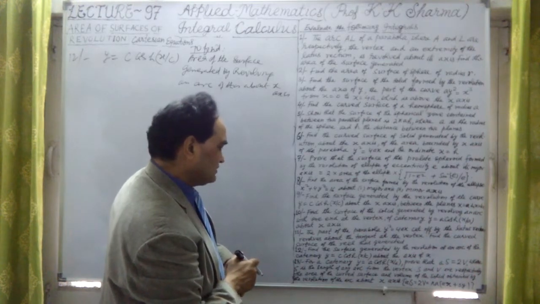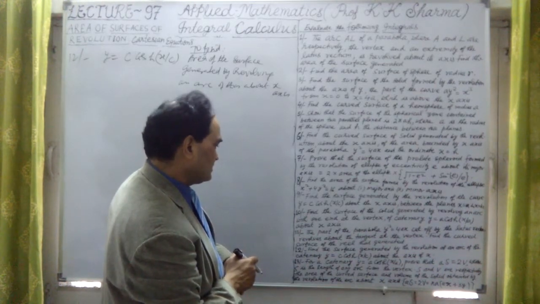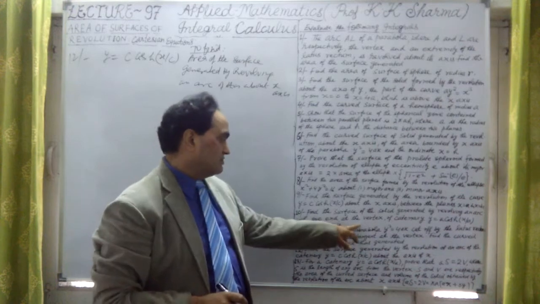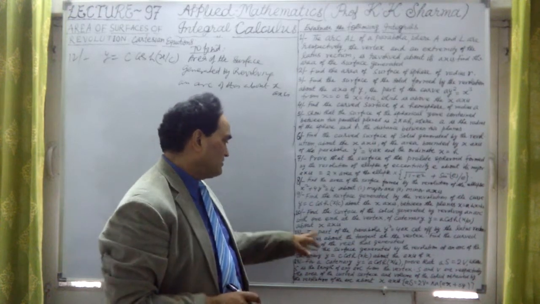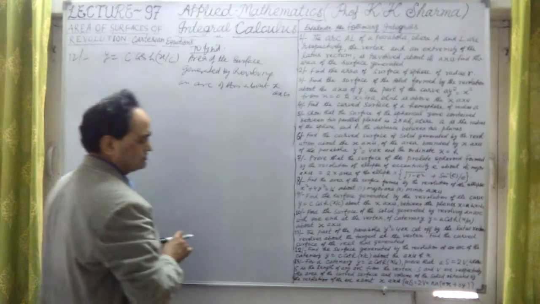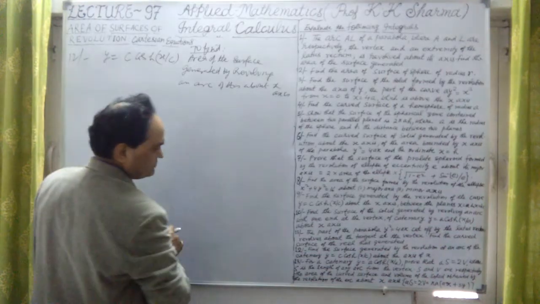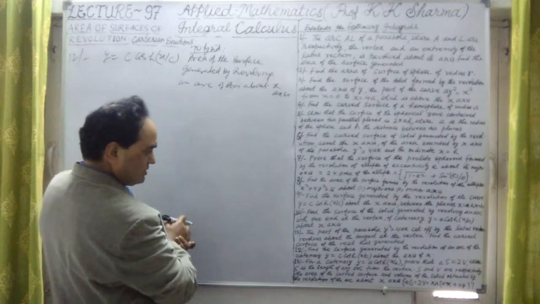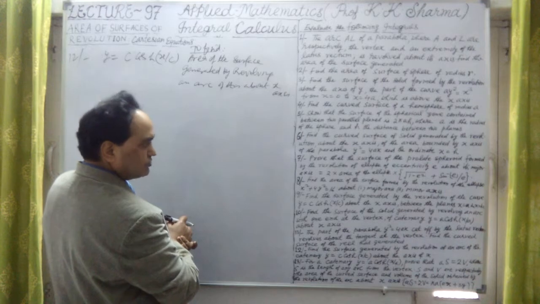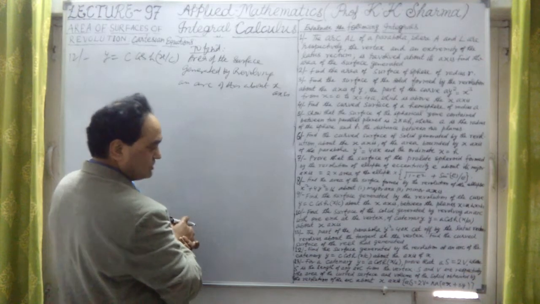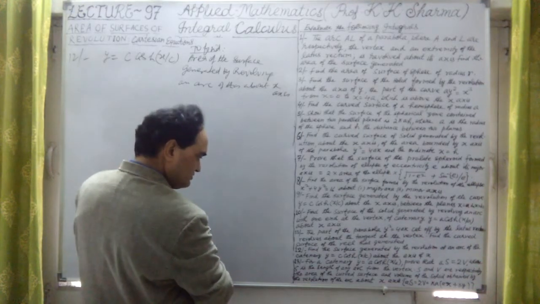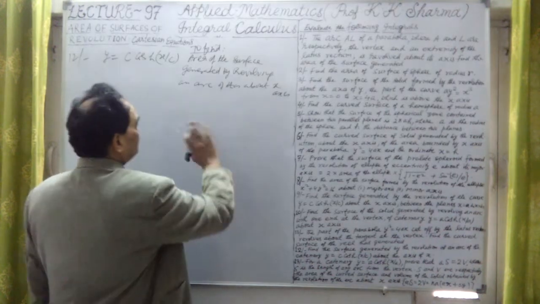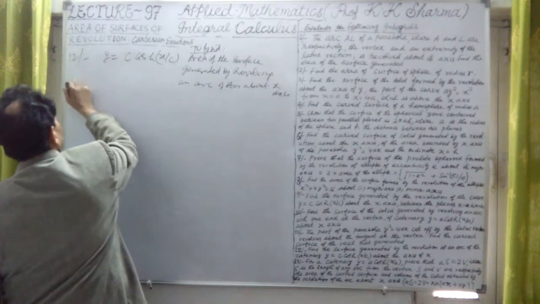Okay, 10th question: the surface of the solid generated by revolving an arc with one end at the vertex of the catenary about the x-axis. So the same type of question. The 10th question is this type. There it was a, I think, a cos hyperbolic x upon a. Here it is c cos hyperbolic x upon c. Okay, that's the only difference. Now let me find out the solution.